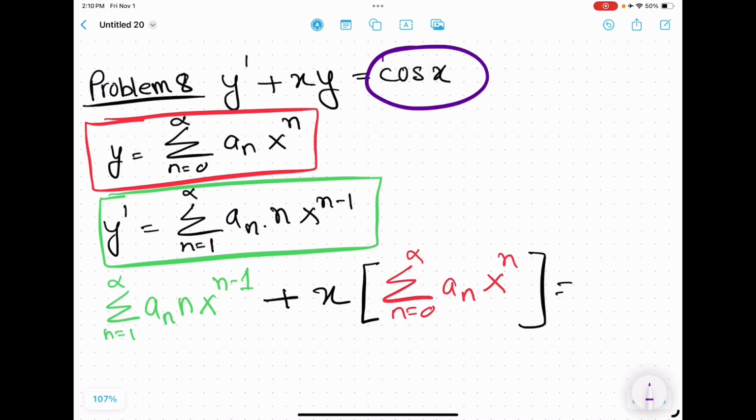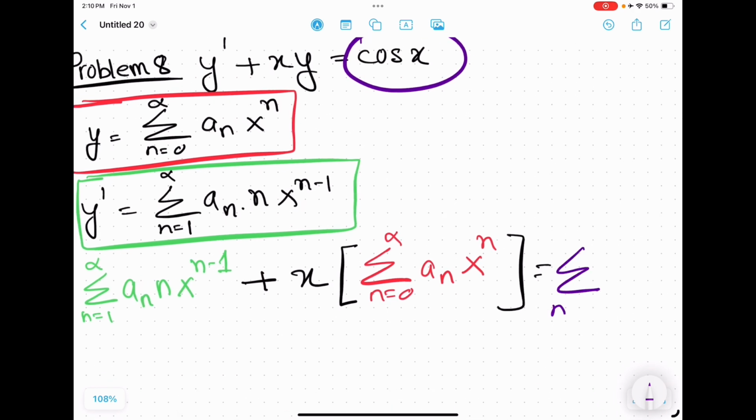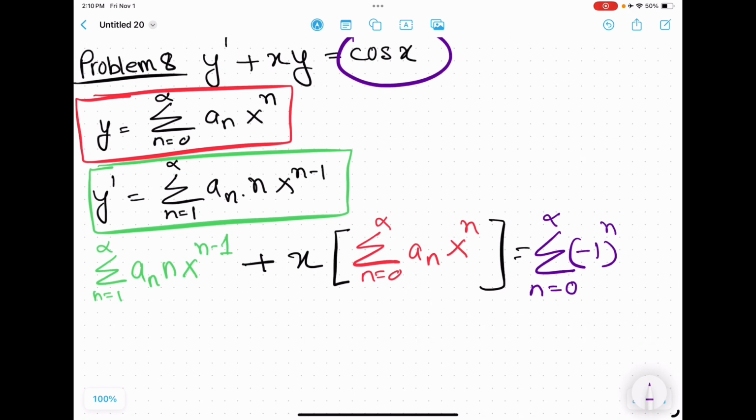Now, there's also a power series representation for our cos x, okay? I'm going to write that over here. So this is basically summation n equal to 0 to infinity negative 1 to the power n, okay, and then x to the power 2n divided by 2n factorial.